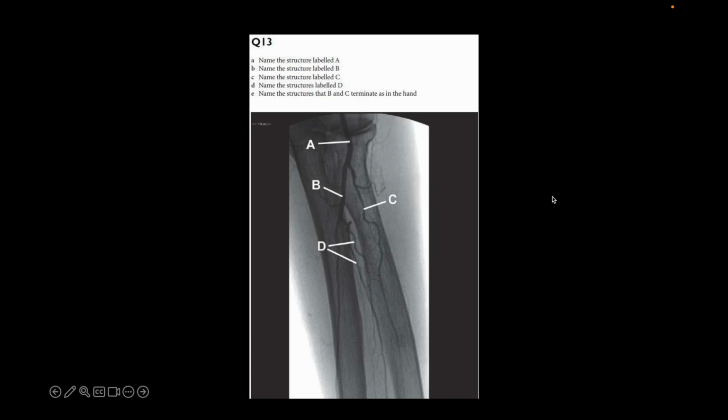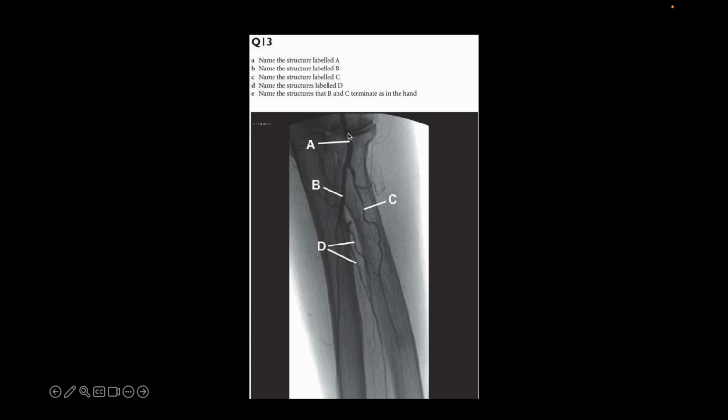The first thing you need to ask yourself when you get these images is, where are you? We're at the level of the elbow. This is the radius. This is the ulna. This is the humerus. And then what is this? Is this an artery or a vein? The arteries have a much crisper edge. The veins are a lot more wavy. So this is an artery.